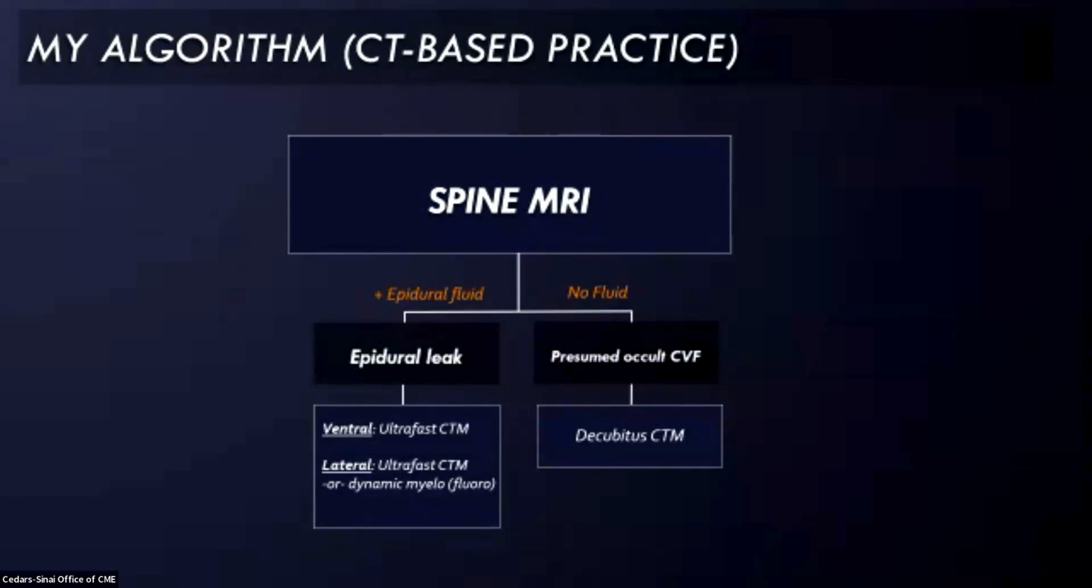So in summary, this is the way I do it. I like to look at a spine MR. If there's epidural fluid and it's ventral predominant, I'll get an ultrafast CT myelo. If it's lateral, I'll do either CT or fluoro-based evaluation of that. If we see no fluid on that initial spine MR, I'm going to go to bilateral decubitus CT myelo.